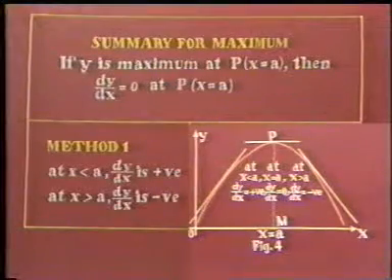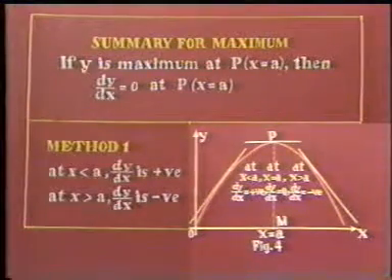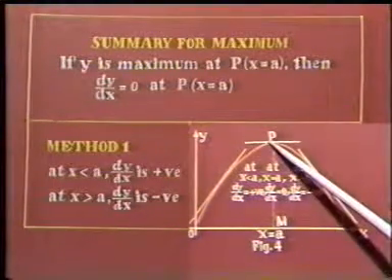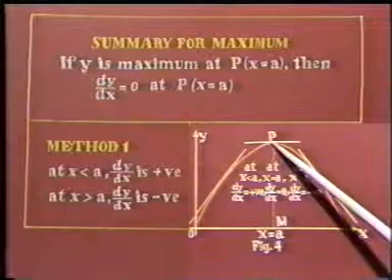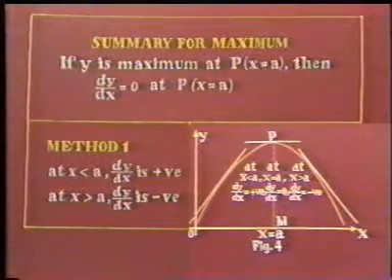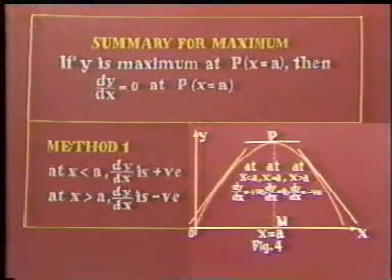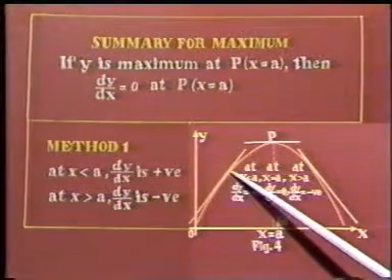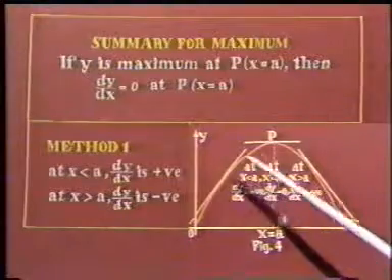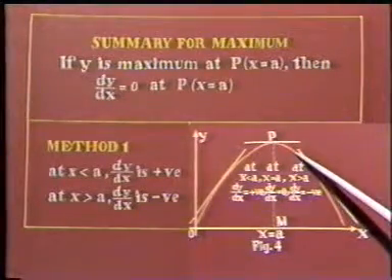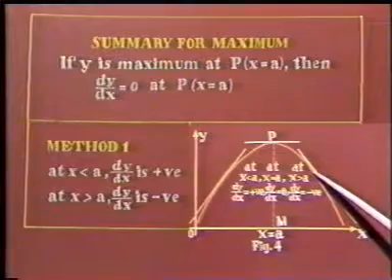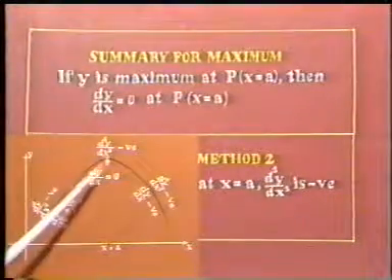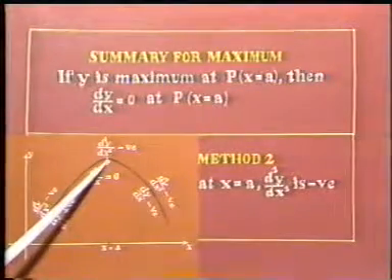Summary for maximum. If y is maximum at P, x equal to a, then dy upon dx is 0 at P, x equal to a. Now there are two methods. Method 1. At x less than a, dy upon dx is positive. At x more than a, dy upon dx is negative. Method 2. At x equal to a, d square y upon dx square is negative.